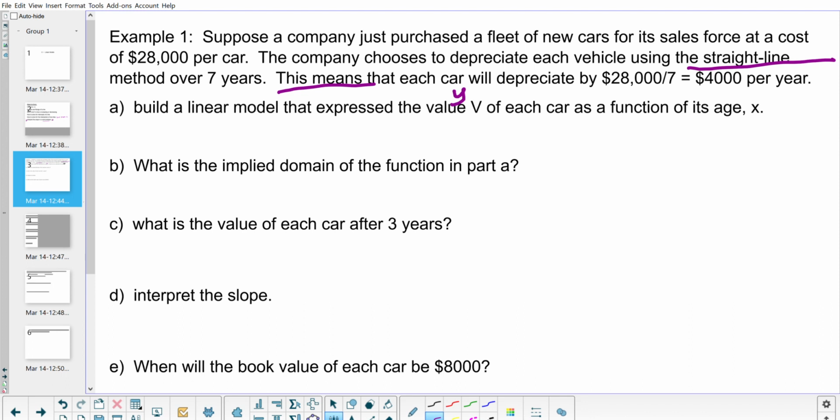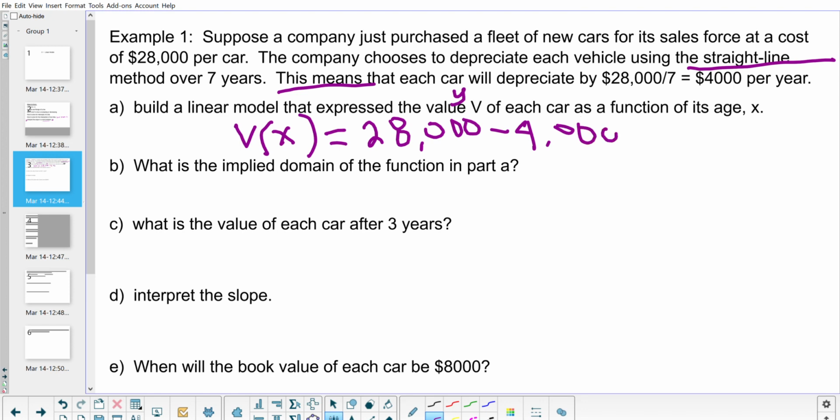Okay, so the value of the car, since it says to use value function, it starts off at $28,000. And then from that, you subtract $4,000 for every year that has gone by. So 4,000 times x. Now, normally we put the x first, so this is our slope, a negative 4,000. It's losing value. And then this is the y-intercept, and usually those are the other way around. But you can write it like this too, because I think it makes more sense with the problem. It's starting off at $28,000, and then we're subtracting this amount.